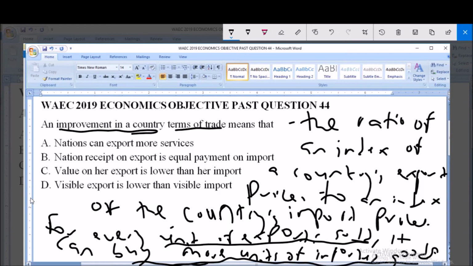So option D, which is visible export is lower than visible import, is D. So D is the correct answer to this question.